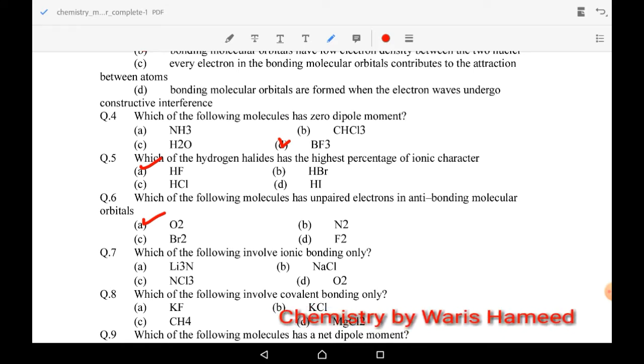Which of the following involves ionic bond only? NaCl involves only ionic bonding. Which of the following involves covalent bonding only? CH4. It's an organic molecule and in this case we can say that it has covalent bonds.